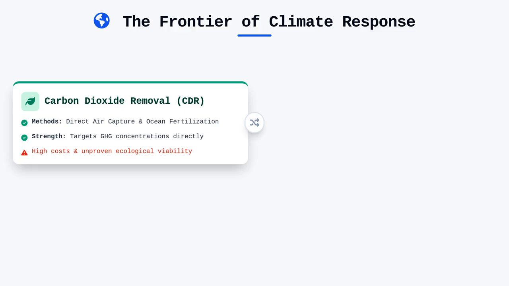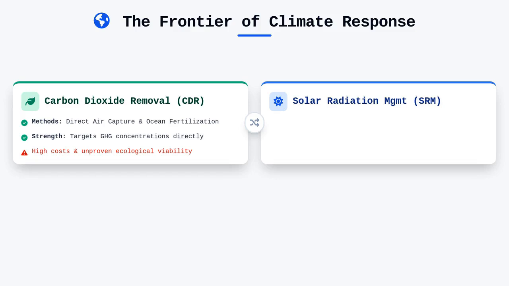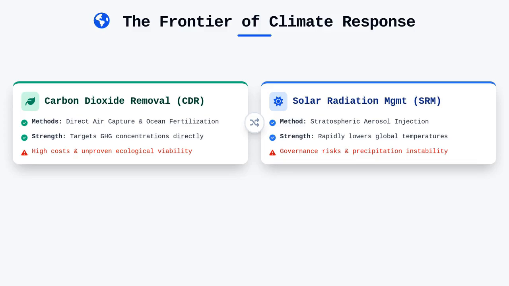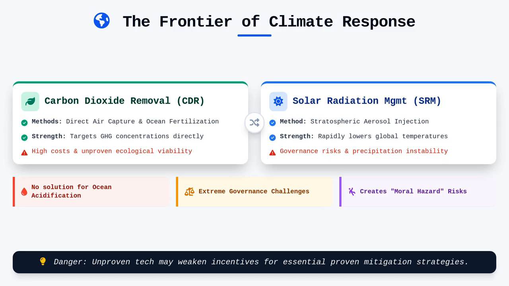Solar radiation management proposes reflecting a portion of sunlight away from the Earth's surface, for instance through stratospheric aerosol injection, to induce cooling. While this could theoretically lower global temperatures rapidly, it introduces extreme governance challenges and risks altering global precipitation patterns in unpredictable ways. Furthermore, such technologies do not solve ocean acidification, as they do not remove the carbon already dissolved in the water. Relying on these unproven technologies creates a moral hazard, potentially weakening the incentive for firms to invest in essential, proven mitigation and transition strategies.